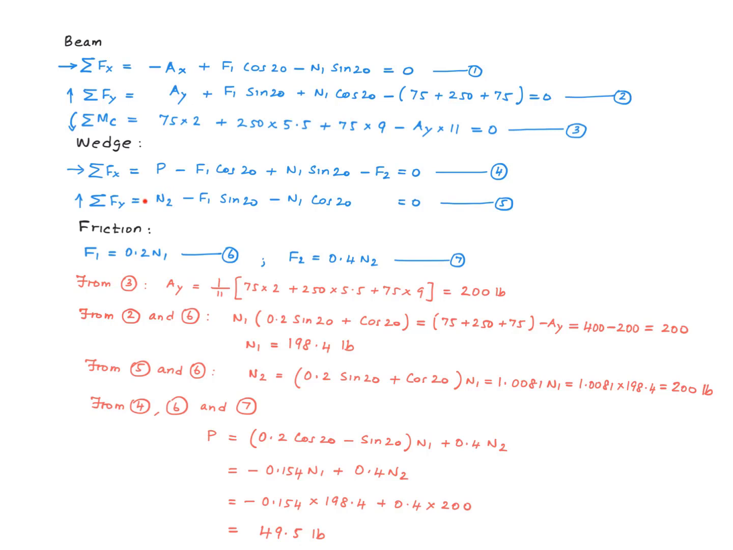Now we use equation number 5 in order to find a value for N2. Expressing F1 in terms of N1 and rearranging, we get a value of 200 pounds for N2. Finally, we go ahead and find a value for P from equation number 4. So I get a value of 49.5 pounds for P. So this is how much force you need to apply in order to pull the wedge out.